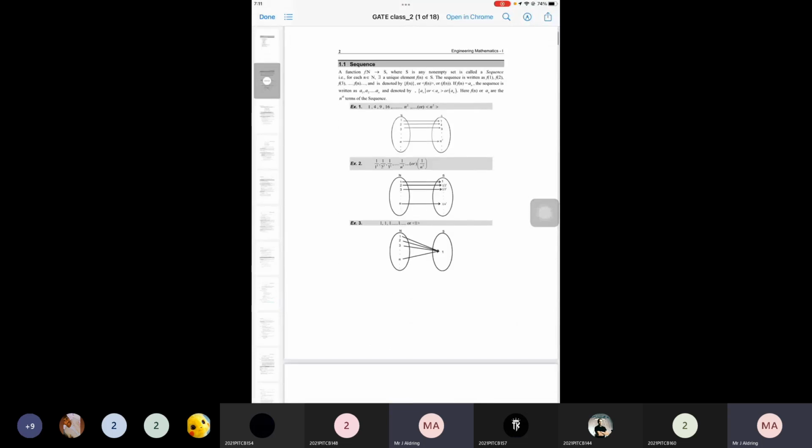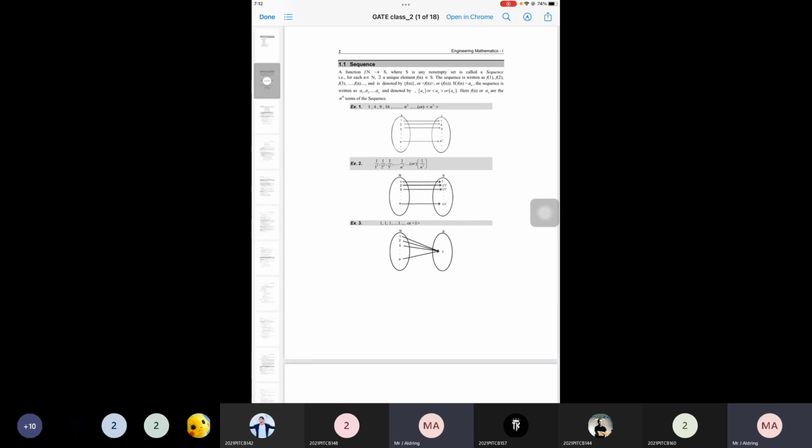You can see my screen. Here, they clearly mention what a sequence is. It's a very simple one. You already know what a function is. First, you have to understand what a sequence is. A sequence is nothing but a function f, a mapping from N to S, where capital N is the set of all natural numbers and S is a non-empty set.